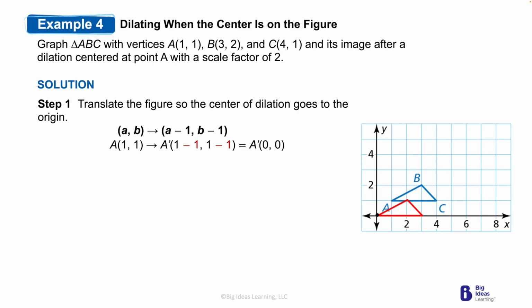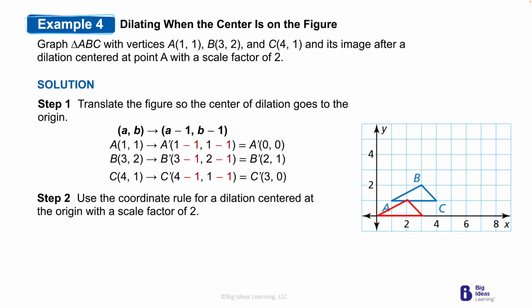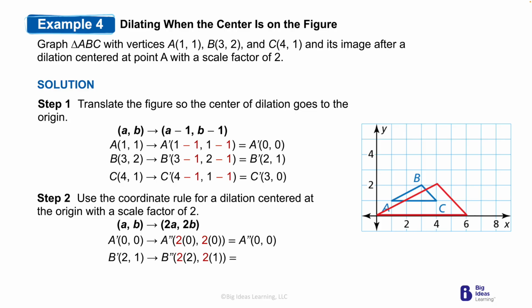So you define your new coordinates. So A prime is at 0, 0. B prime is at 2, 1. And C prime is at 3, 0. So now we're going to apply the coordinate rule with a scale factor of 2. So we double everything. So A double prime stays at 0, 0. B double prime becomes 4, 2. C double prime becomes 6, 0. You see it there, the big red triangle.